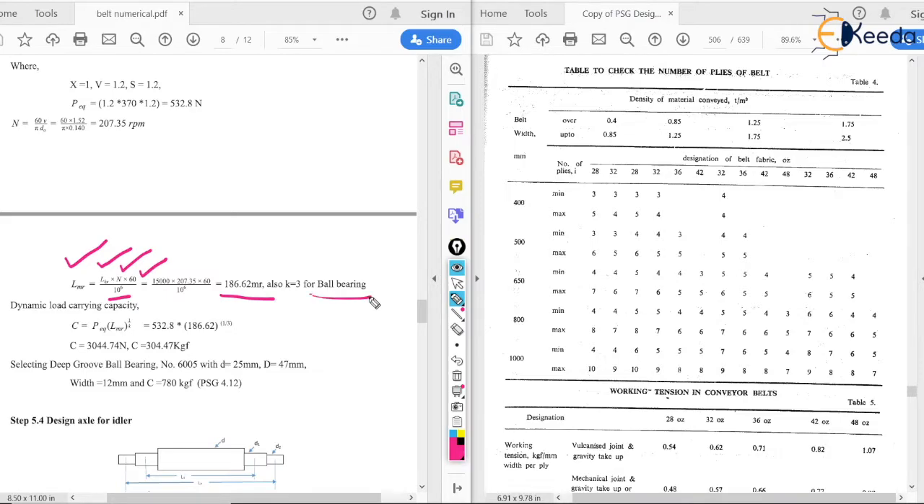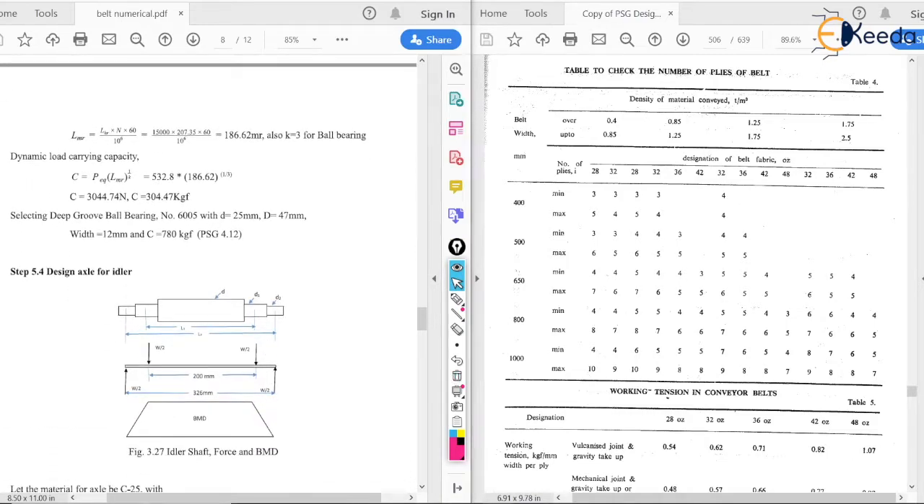Now as it is a ball bearing, we are going to assume k is equal to 3. From the equivalent load we are going to check the dynamic capacity. The dynamic capacity C is equal to P equivalent into life in million revolutions raised to power 1 by k. Since k is 3, we get this value. On the basis of this we need to go with a deep groove ball bearing as it has higher rpm. You can select from any series, but here I have selected 6005 with bore diameter 25, outer diameter 47, width 12 mm, and C value 780.